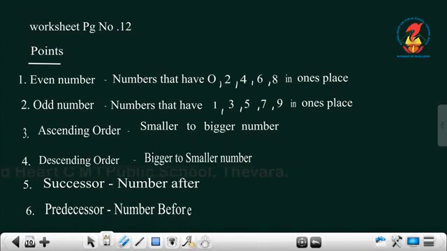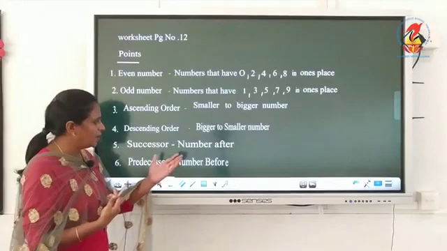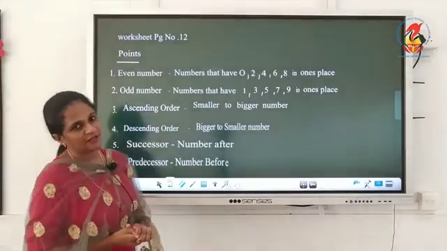Ascending order means you are arranging the numbers from smaller to bigger number. And descending means it's decreasing order, you are arranging the numbers from bigger to smaller number. Successor means a number after and predecessor means a number before. That's all for the class today.